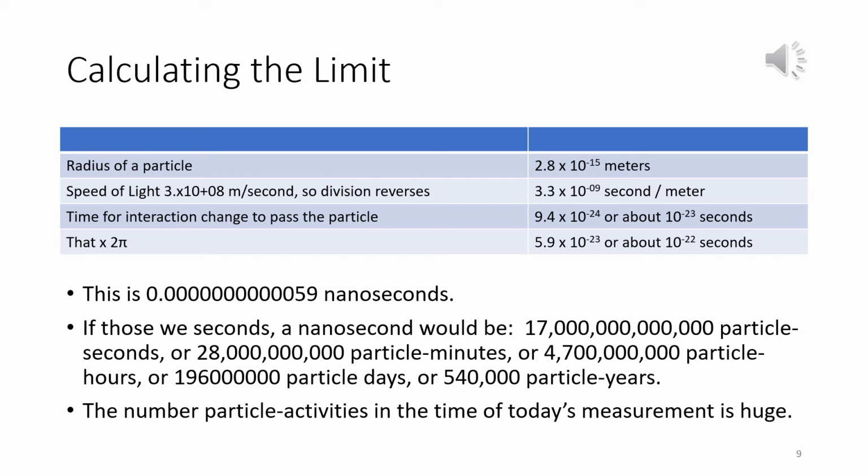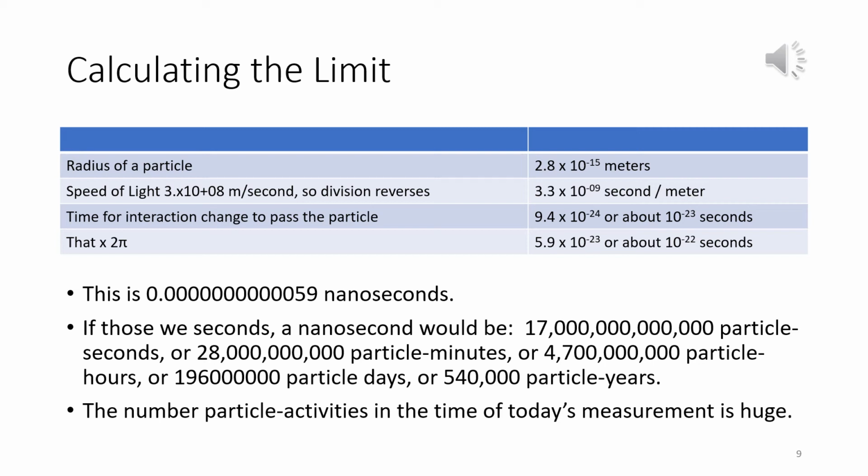Remember that any field, like the energy from a photon passing, can change the particle spin, and thereby the reaction or measurement. What is that time segment to observe a subatomic particle? Well, it is tiny. The radius of a particle is 10 to the minus 15 meters wide. However, the speed of light is 10 to the plus 8 meters per second. So, flipping that as seconds per meter, that is 10 to the minus 9. As a result, one event that might change it for a particle happens every 10 to the minus 23 seconds. Well, 10 to the minus 22 seconds if you need that 2 times pi.